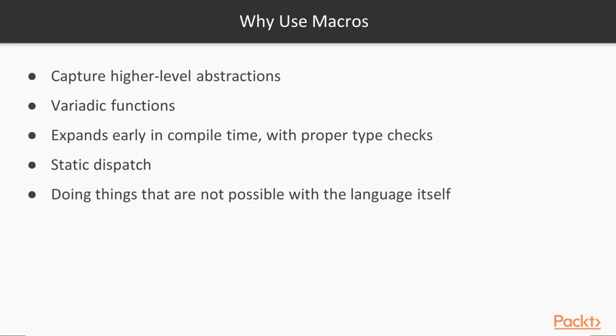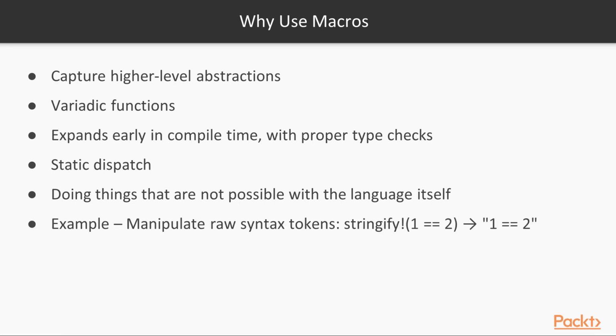And they can do things that is not possible with the language itself. For example, they can manipulate raw syntax tokens. The stringify macro can take arbitrary Rust code and turn those tokens into a raw string.